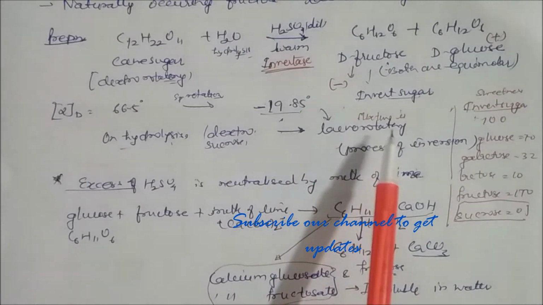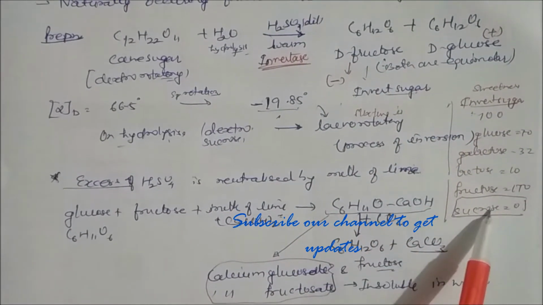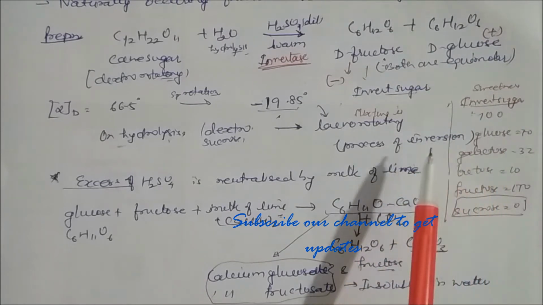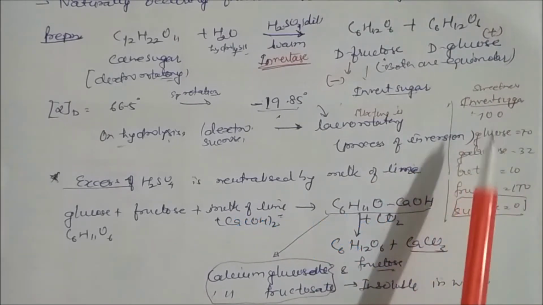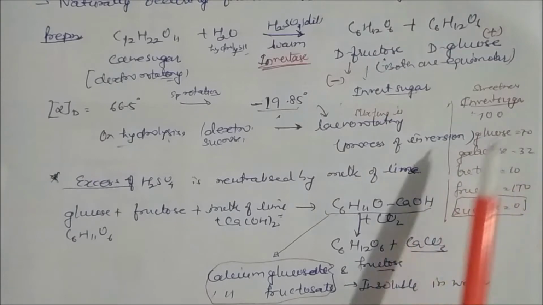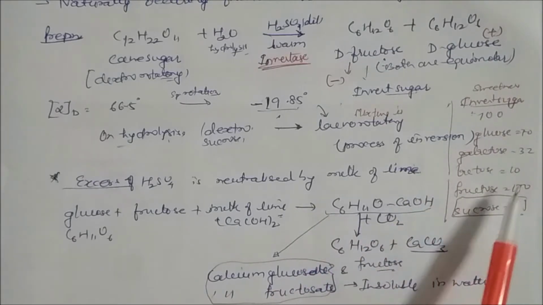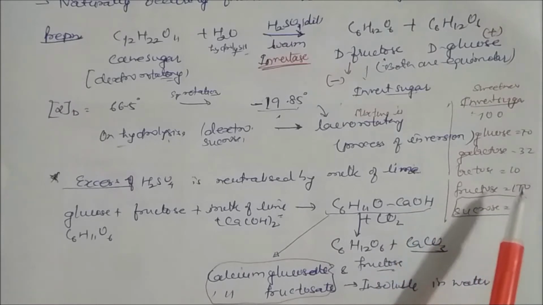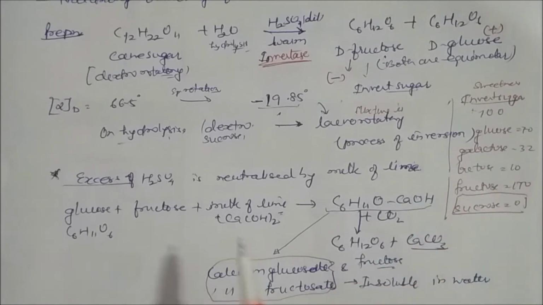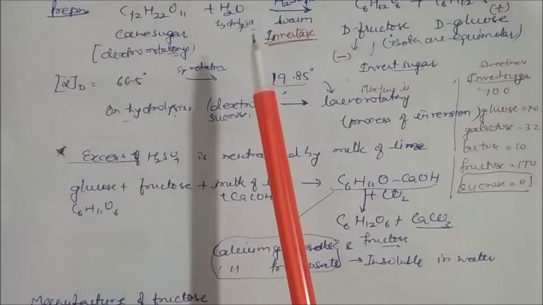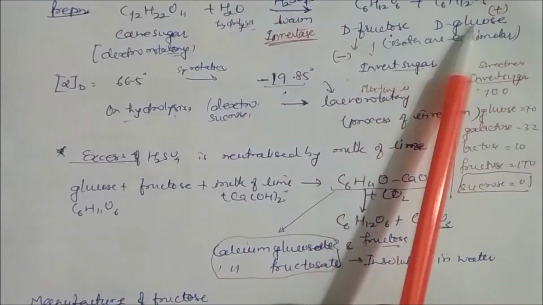And for sweetness, compared with sucrose, which is taken as 100, invert sugar is 130. Glucose is 70, galactose is 32, lactose is 16, and fructose is 170. So you can see fructose is a very sweet sugar, so it's called fruit sugar. And in this case, when you get this fructose and glucose, it crystallizes out.